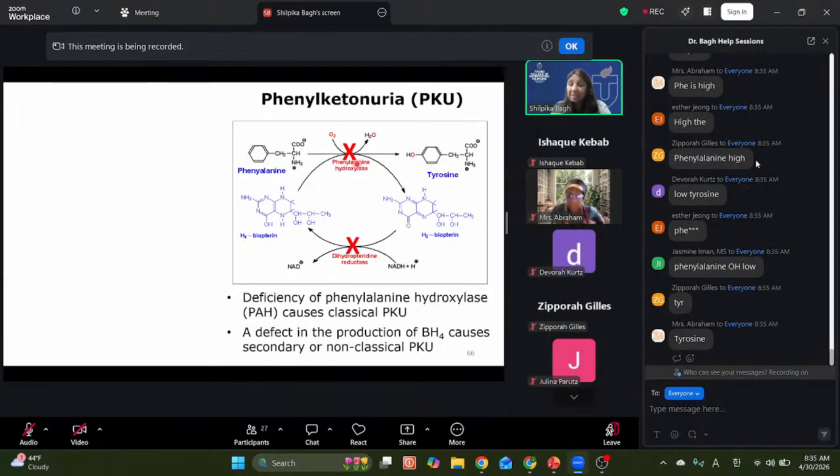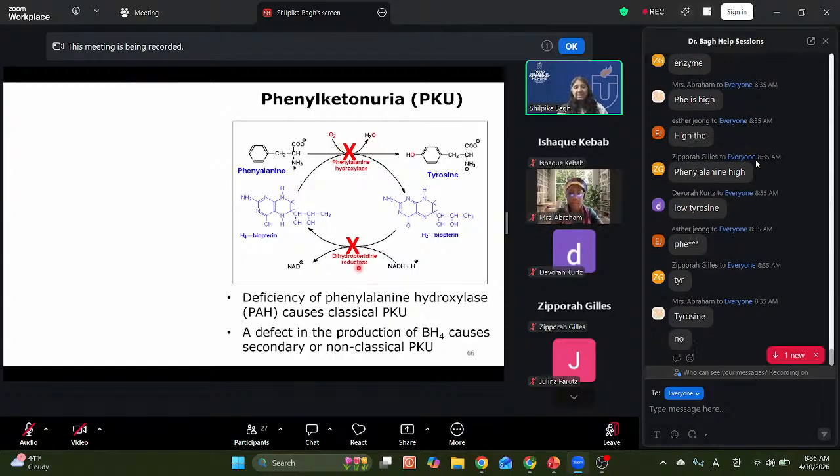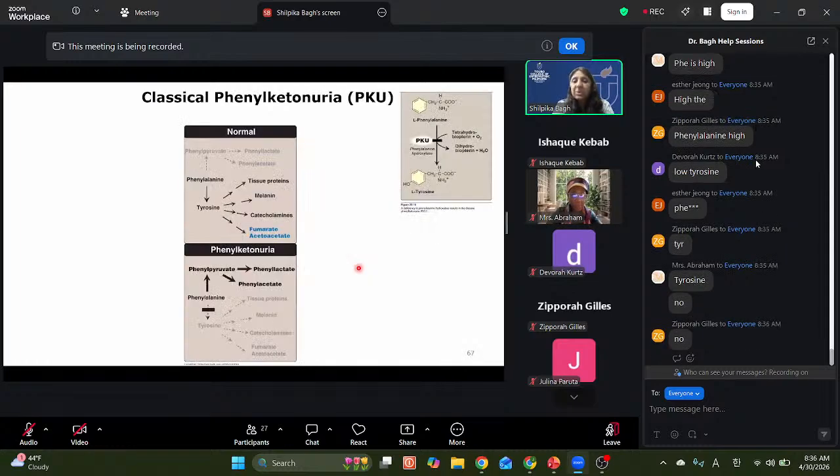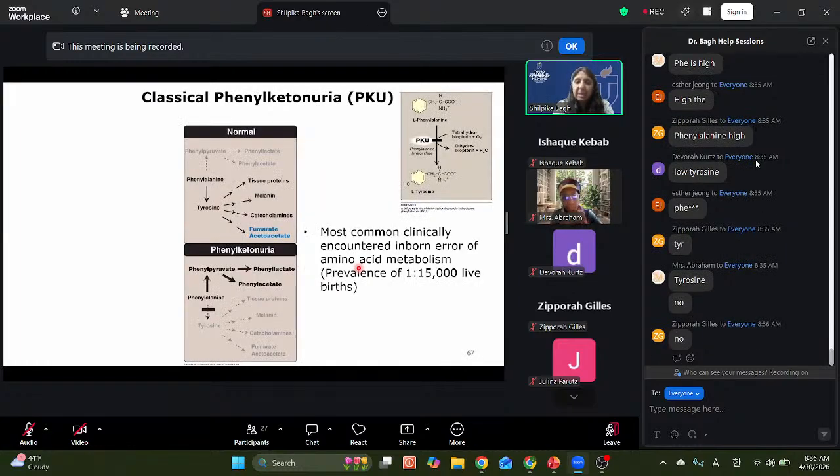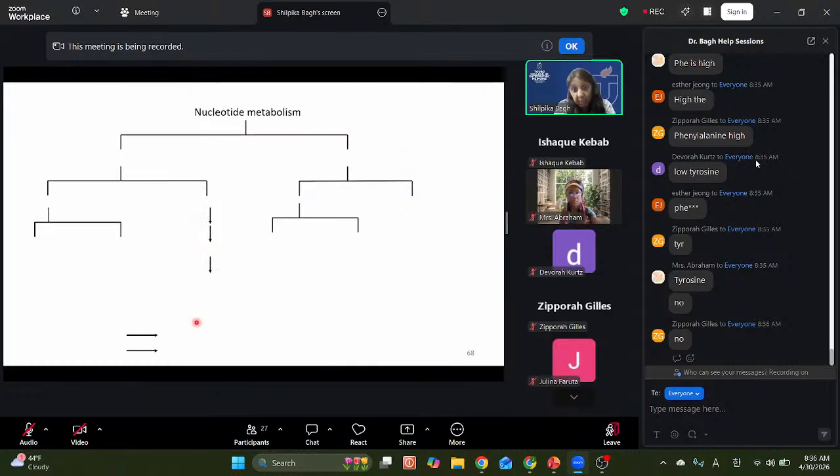In classic PKU, is there anything wrong with the cofactor? No. So classic versus non-classic. You clearly identify this is the defect, the P in PKU. Phenylalanine cannot be converted into tyrosine. This is normal; this is abnormal, this is PKU. That is why we have some conditionally essential amino acids. Tyrosine is conditionally essential in PKU patients. Arginine is conditionally essential in urea cycle enzyme deficiency disorder patients.